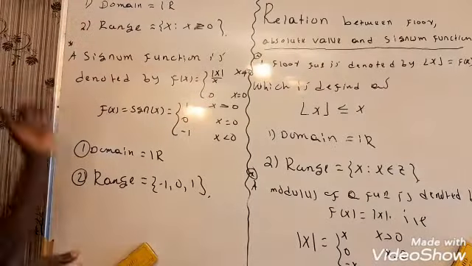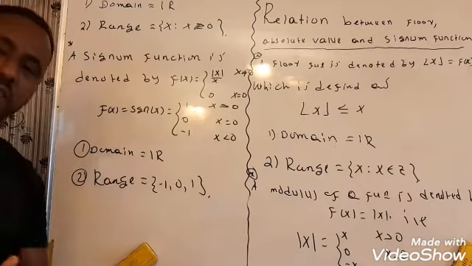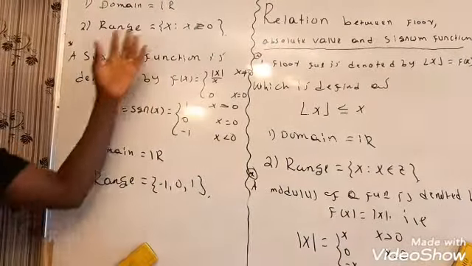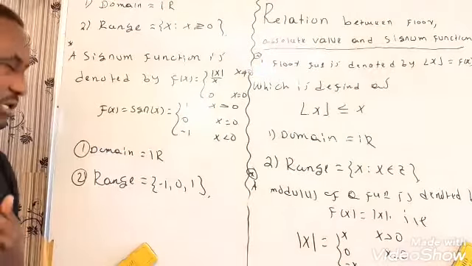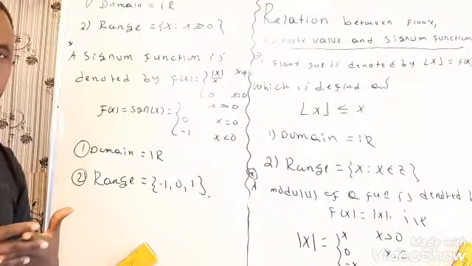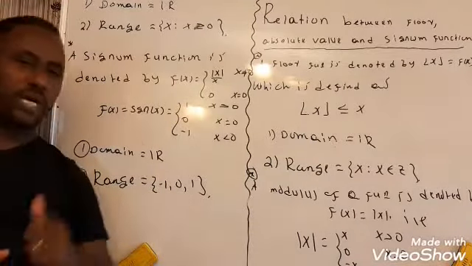Now let's come to the domain and the range. For the absolute value, the domain is all real numbers. The range is greater than or equal to zero, positive and zero, for the modulus. That's the reason.